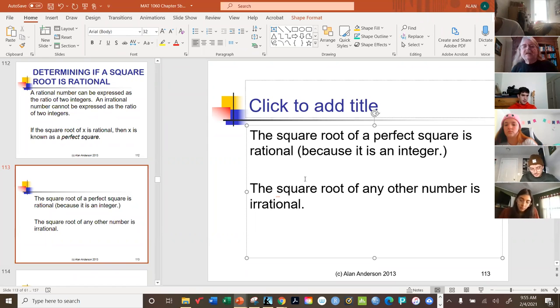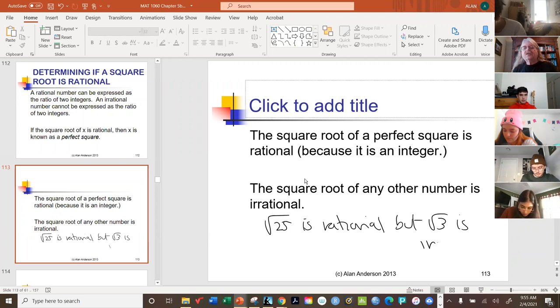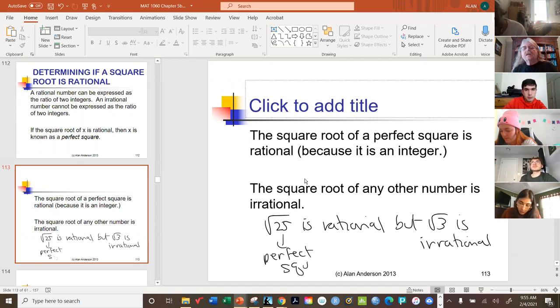So just as a quick example, that clearly means that, for example, radical 25 is rational, but radical 3 is irrational. How do you know? Because 25 is a perfect square and 3 is not a perfect square.